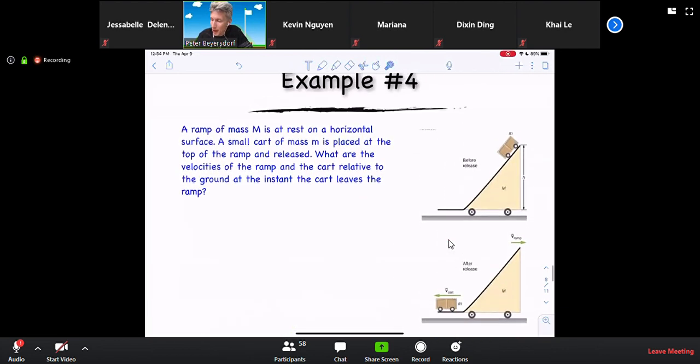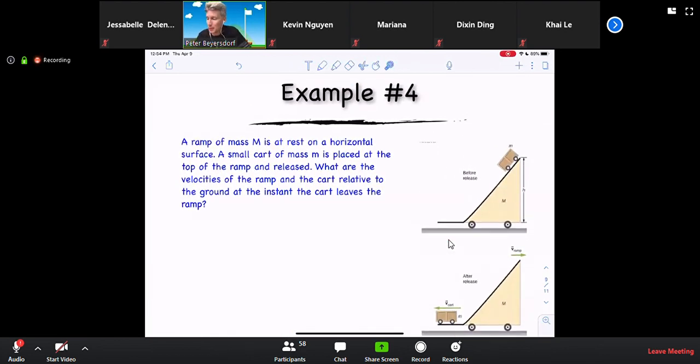Okay, we've got one final problem. This one involves quite a few things. Like the last problem, it's going to involve conservation of momentum and conservation of energy. I picked it because it includes quite a few different things that we care about.